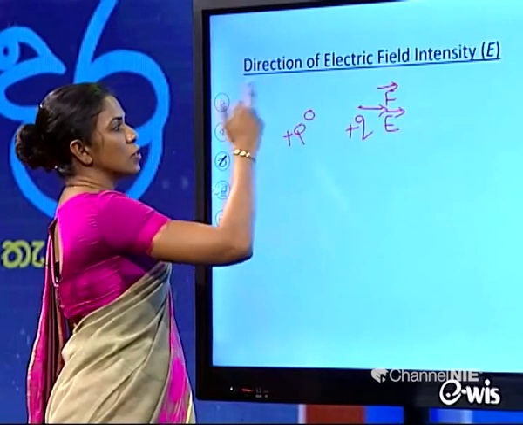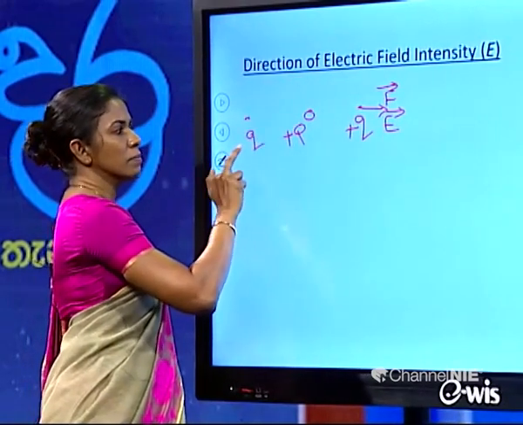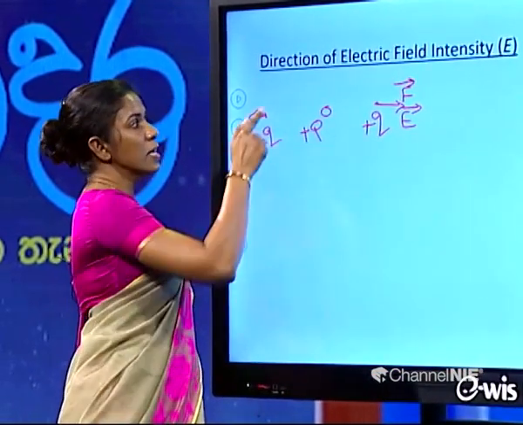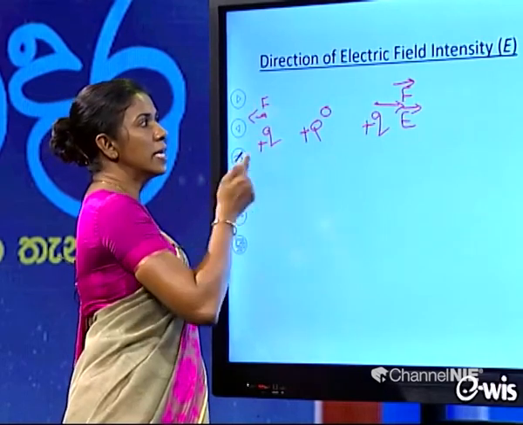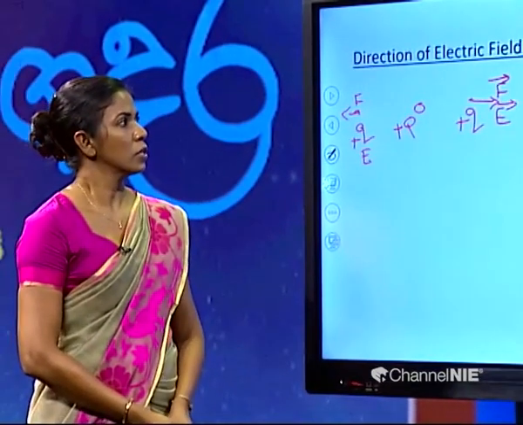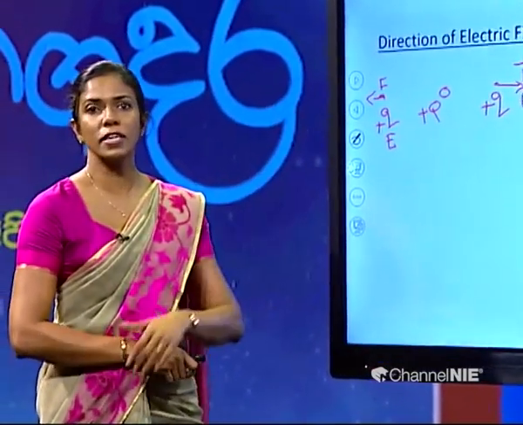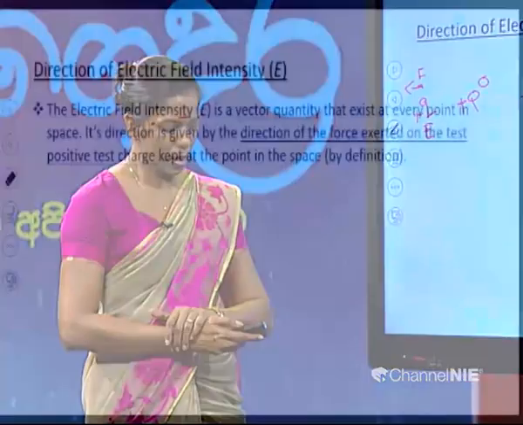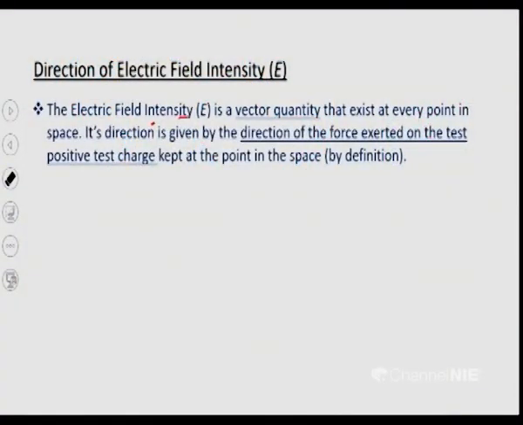So if you bring the charge to this side and keep the same charge, the plus charge is going to repel this further. Now in that case, the force is towards that direction, which indicates that the electric field is also towards the same direction by the definition. So this shows that the direction of the electric field can be decided by placing a test positive charge at that point. We say the electric field is a vector quantity, and the direction of the force exerted on the test positive charge gives the direction of the electric field.